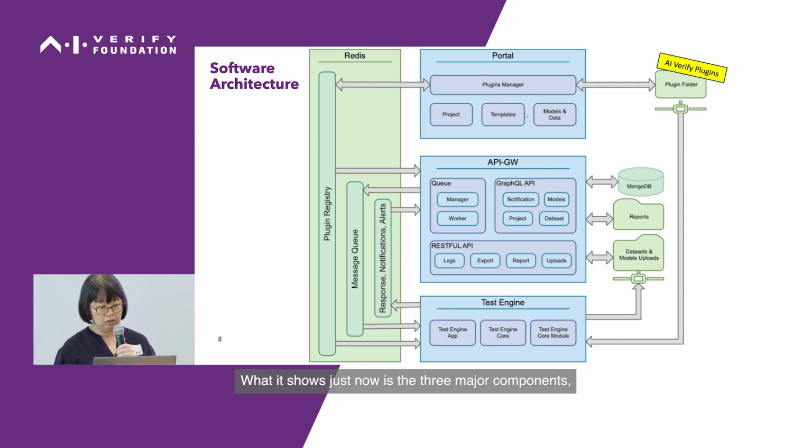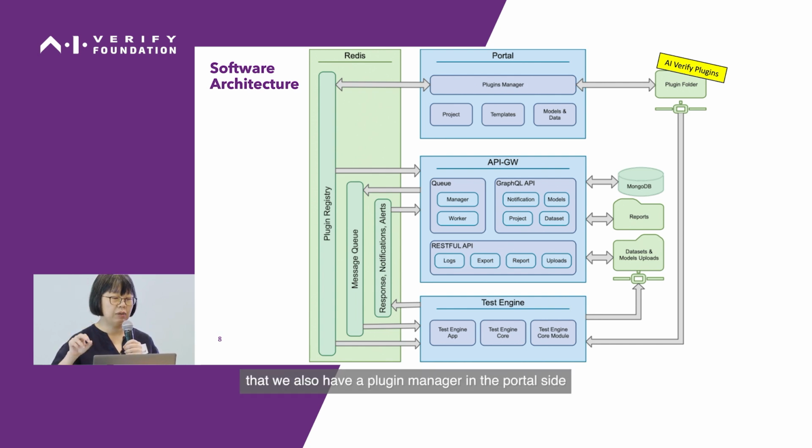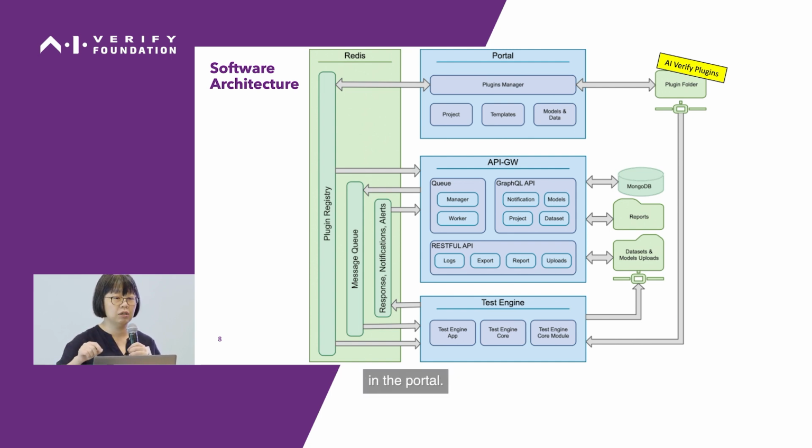What you showed just now is the three major components: the portal, API gateway, and test engine. I mentioned the portal is the one that handles the UI user flows. This is also the part where we have a plugin manager on the portal side that allows users, when you have finished building your plugins and compressed the zip file, to upload the plugin from the plugin manager in the portal.